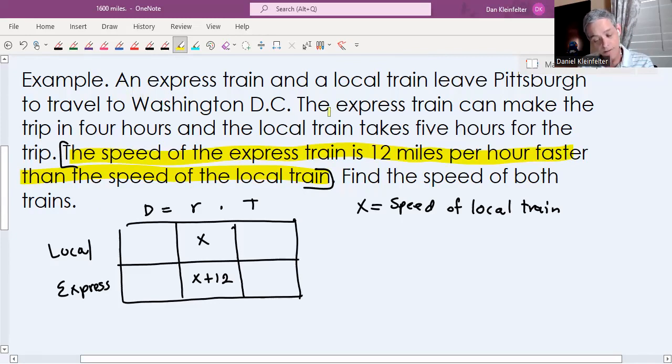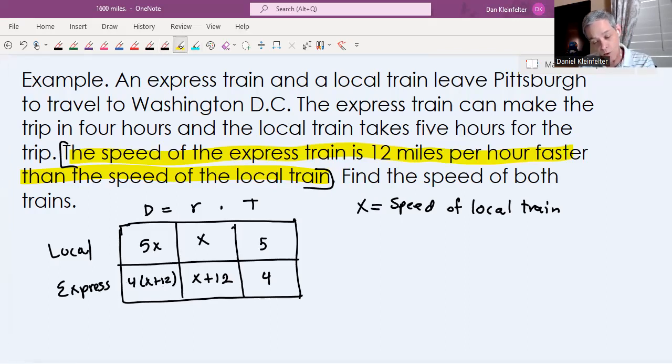What's next? The express train can make the trip in 4 hours. So that's the time for the express train. The local train takes 5 hours for the trip. Okay, so now we can figure out the distance based on the fact that distance equals rate times time. Multiplying together the entries in the two columns, we'll have 5x for the distance the local train travels, and 4 times x plus 12 for the distance that the express train travels.